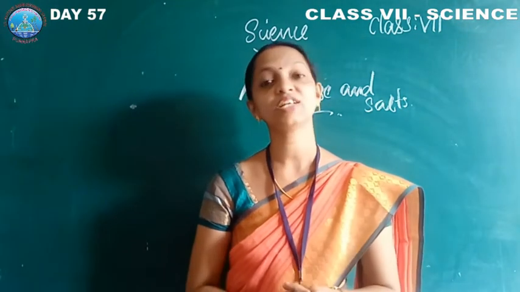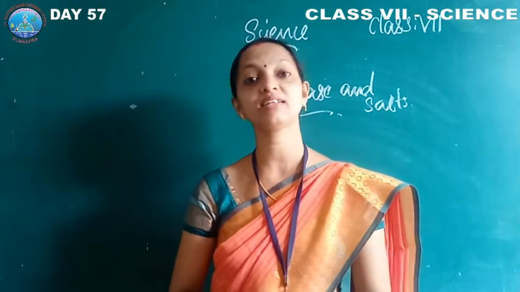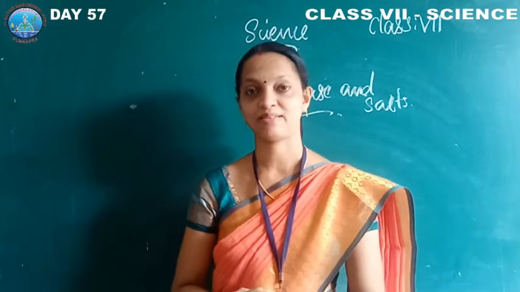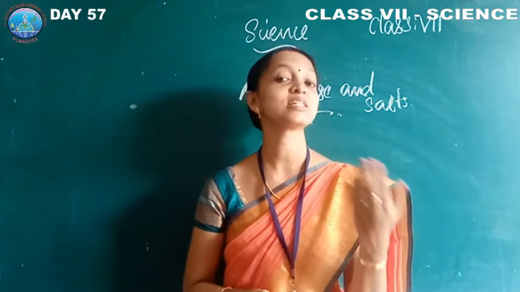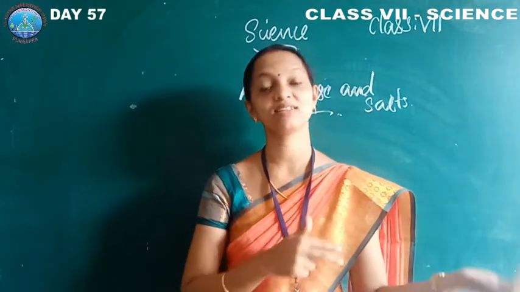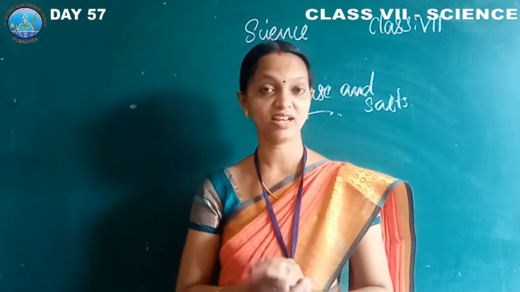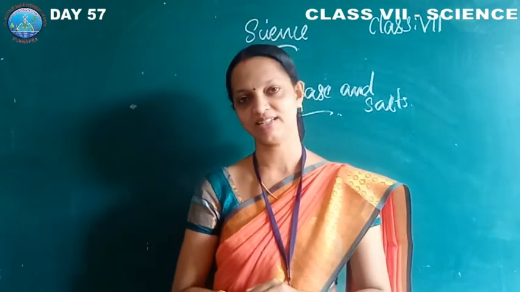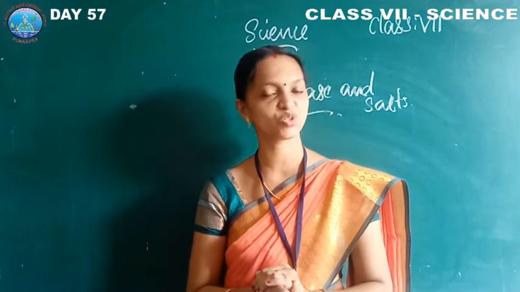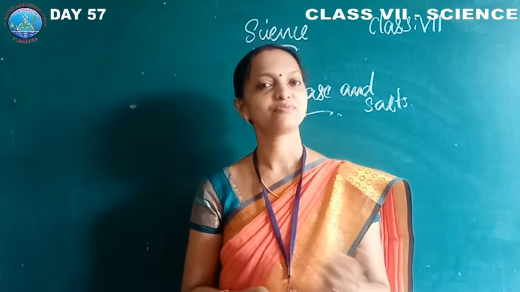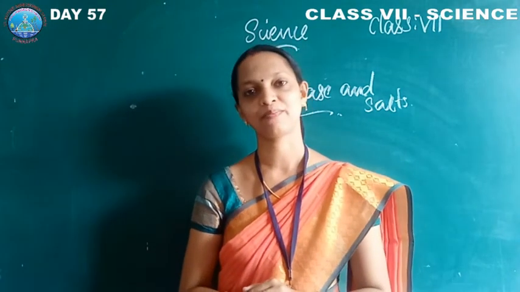So in this lesson we learned about acids and bases. Some substances are acids and some substances are bases. Indicators are a special type of substance. We use indicators to test whether a substance is an acid or a base. Natural indicators and artificial indicators are two types of indicators. Turmeric powder, China rose, etc. are examples of natural indicators. Phenolphthalein, methyl orange, etc. are examples of synthetic indicators.